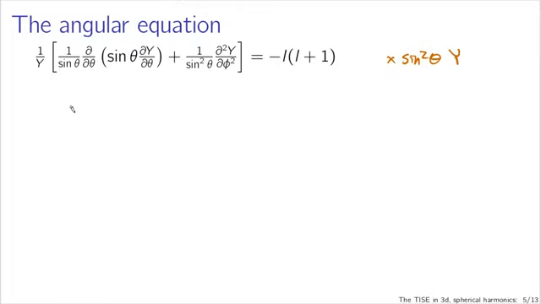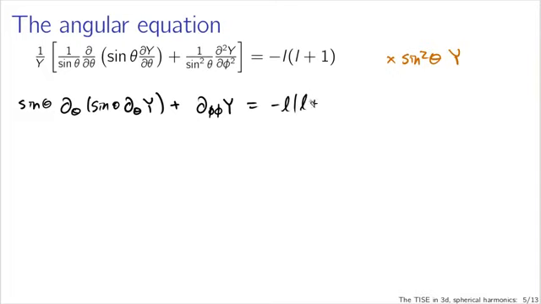When I do that, I get sine theta, partial derivative with respect to theta of sine theta, partial derivative with respect to theta of Y, plus the second partial derivative with respect to phi of Y. Canceled out basically everything. 1 over sine squared theta and 1 over Y are both canceled out by this multiplication. That then is going to be equal to minus l(l+1) times sine squared theta Y on the right-hand side.